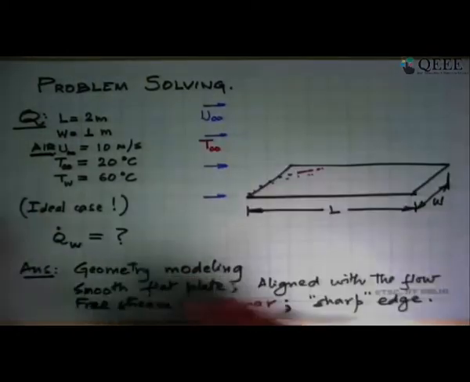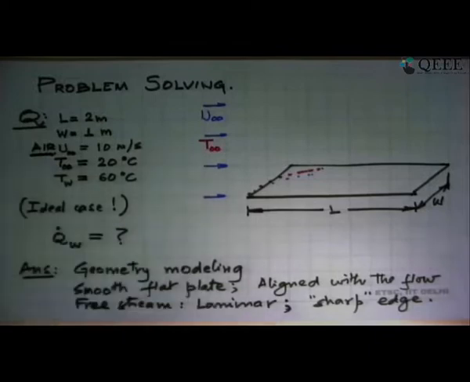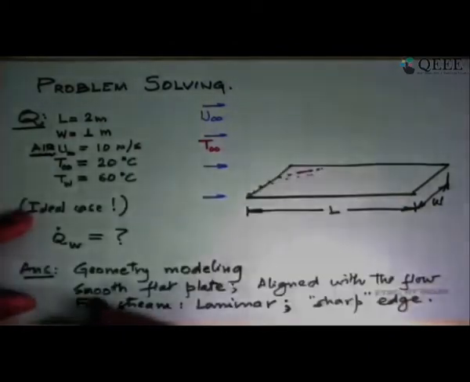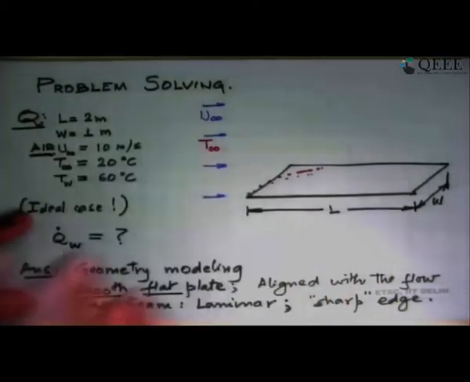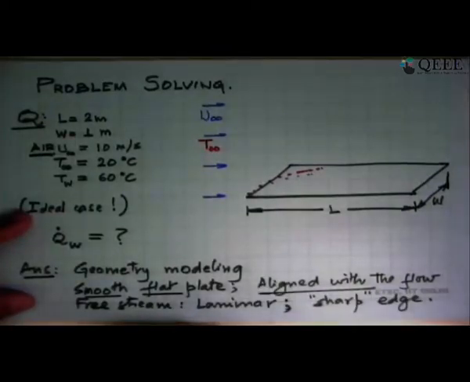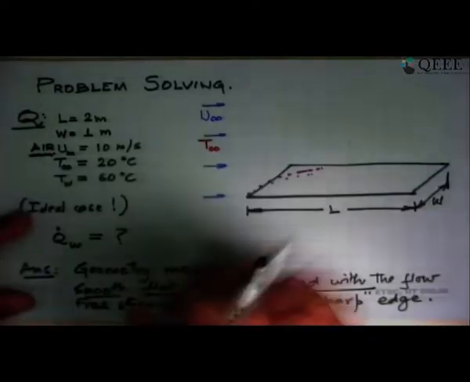So we first say, look, let's decide what is the geometry. The geometry will tell us what approach to take. So we say that this is a plate which is flat and smooth. So we say this is smooth flat plate. The problem didn't say it, but we say, okay, we are going to assume it to be that way. And we say that it is aligned with the flow, so that L is in the direction of the flow. So this is the geometry part of it.